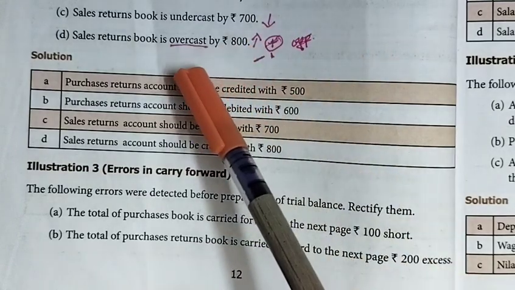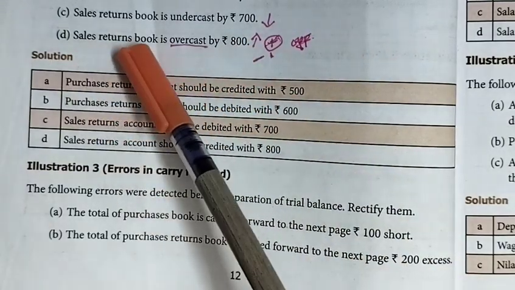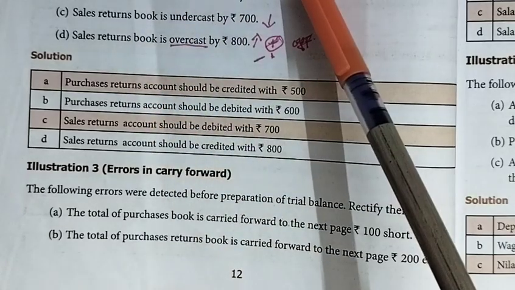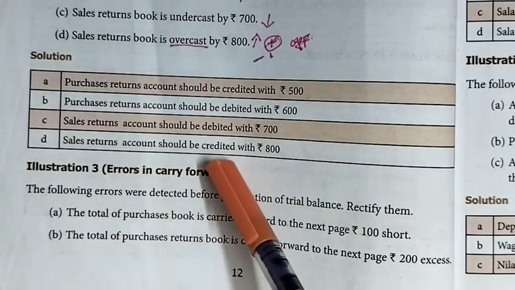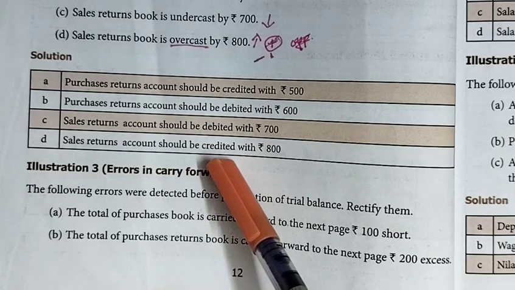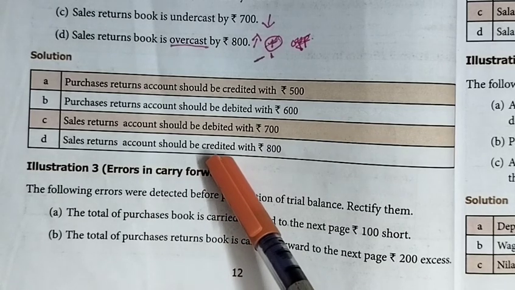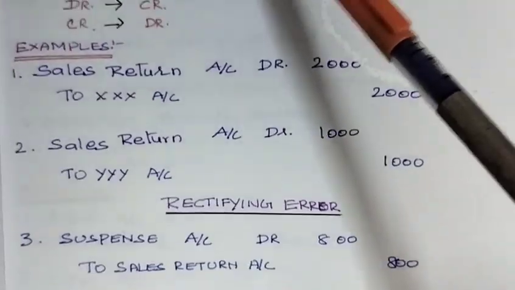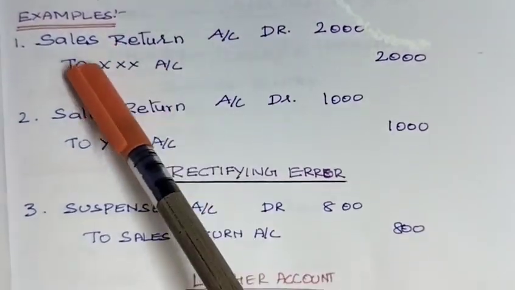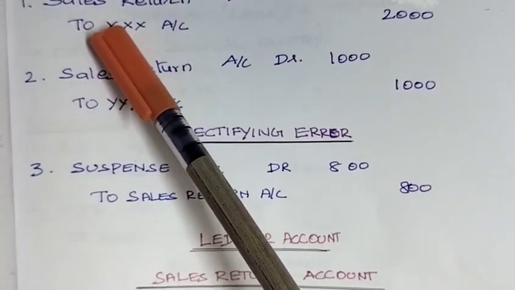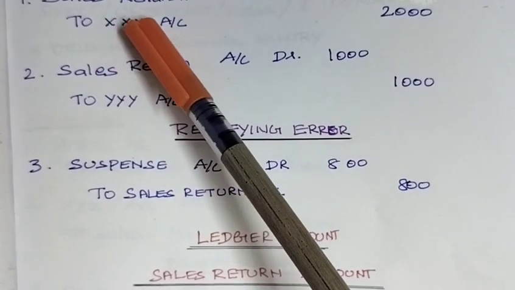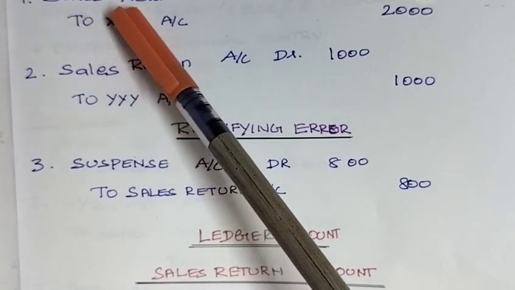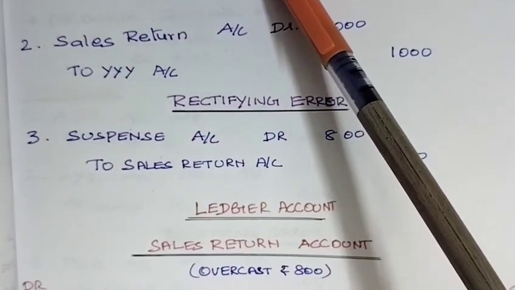What is the opposite for sales return book? Sales return book is debited. In the opposite journal entry, sales return book will be credited. I will explain with an example. Listen, I will give two examples of the sales return account. In general, in the original journal entry the sales return account is to be debited.